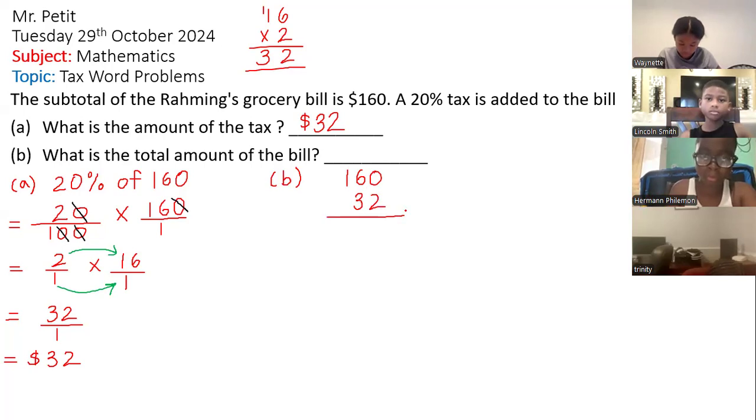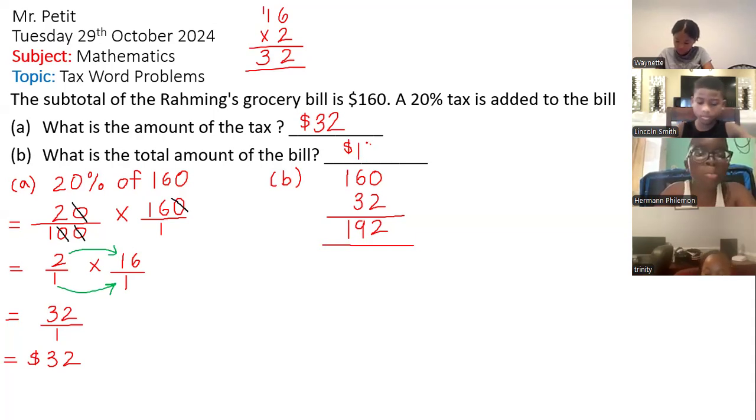0 plus 2 is 2. 6 plus 3 is what? 9. And then bring down the 1. It's going to be 192. Very good, $192. Okay. And so that's how we get it.